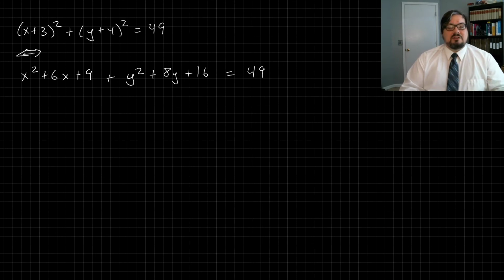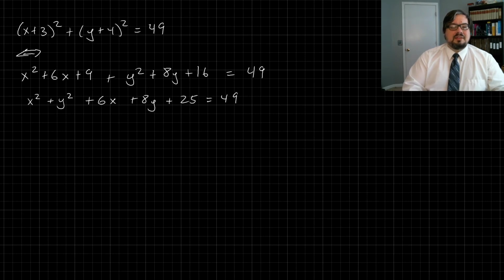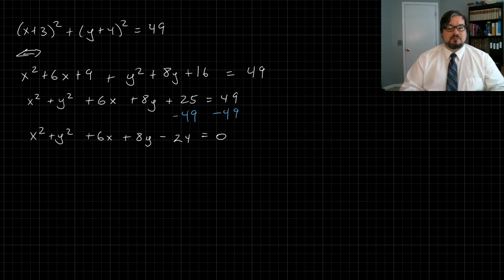And now I want to rearrange this in a particular way. I want to get all my x's, my x² and y², in front, and then my x term and my y term. And then 9 plus 16 is 25. And then I want to subtract 49 from both sides in order to get the right-hand side equal to 0. And we get x² + y² + 6x + 8y, and then 25 minus 49 is minus 24, and that equals 0. And this is another form of the equation of a circle.